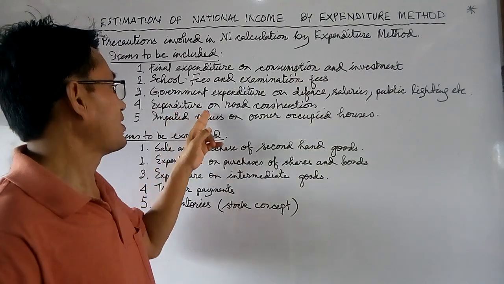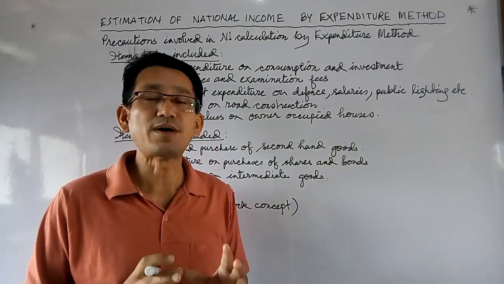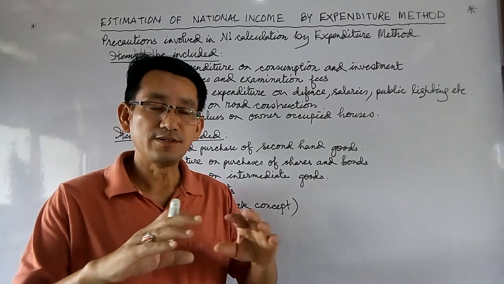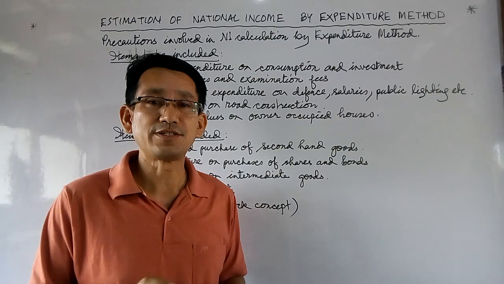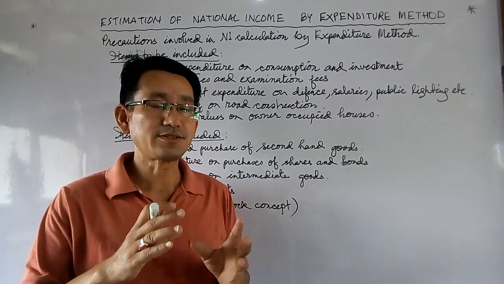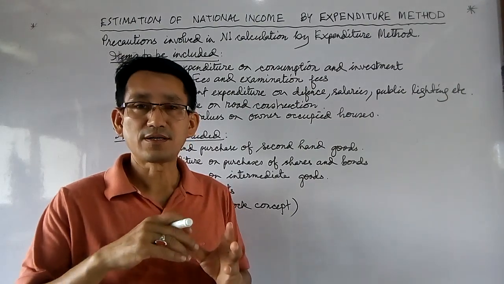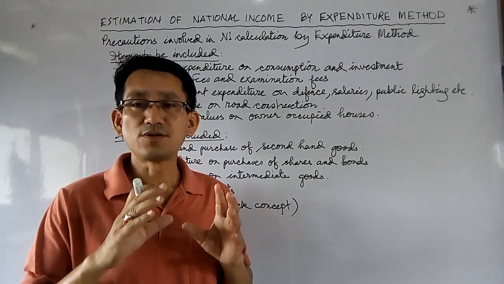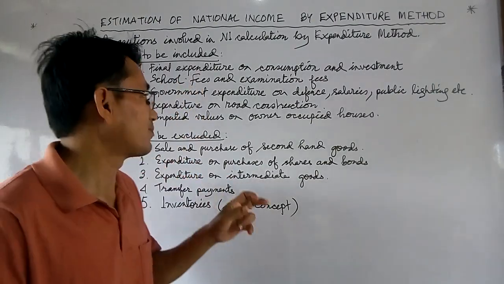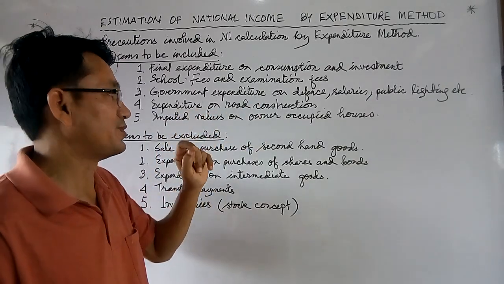Then expenditure on road construction. The government makes public expenditure on the construction of roads, power generation and many others. These add to the capital stock, which we call gross domestic fixed capital formation. So it is a part of gross domestic fixed capital formation, and it should be included.